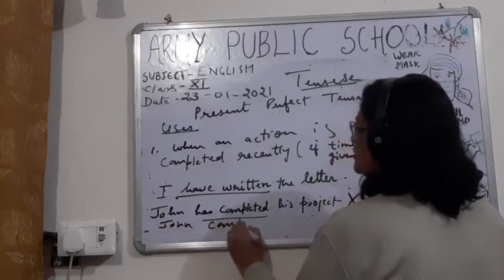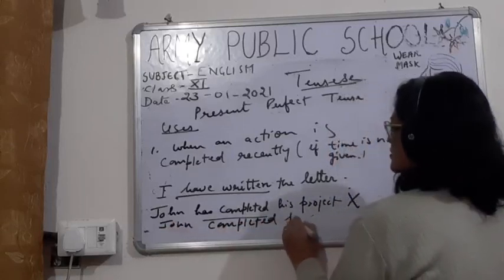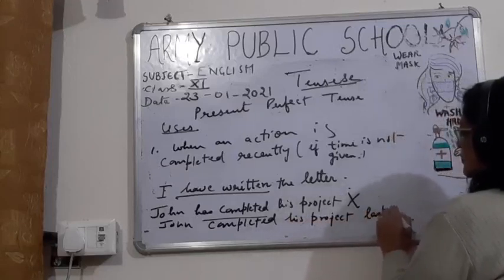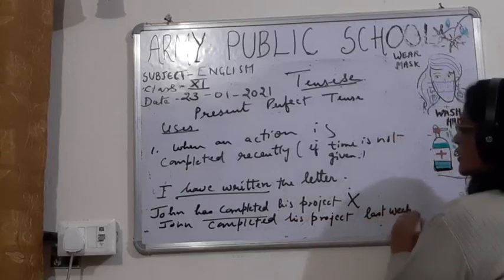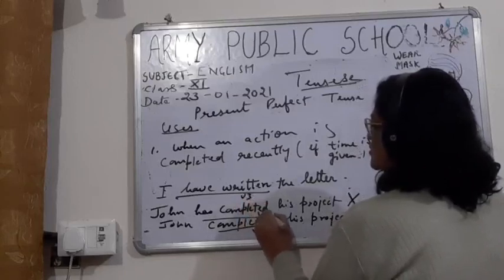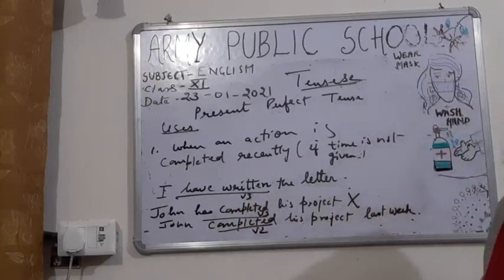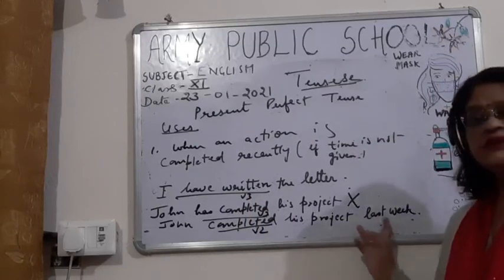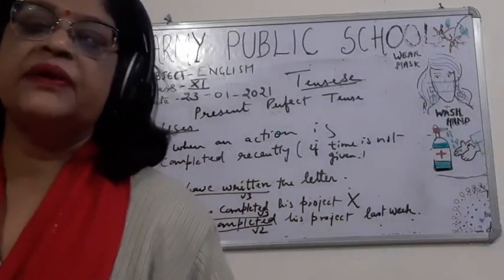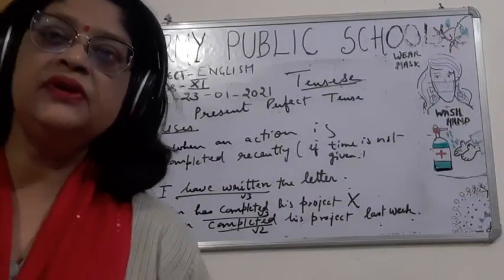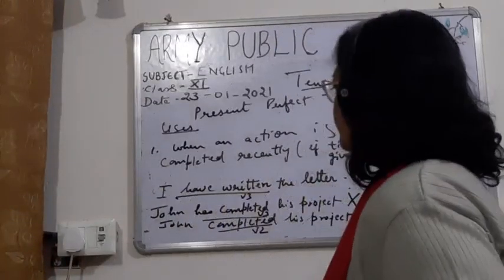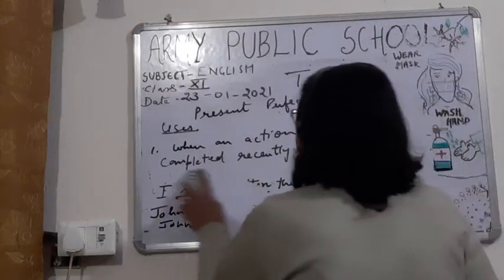John completed his project last week. Now if you see, this is V2 and here this is V3, this is also V3. Alright, so if time is given, then what will you write? If time is given, then you will write simple past tense. Then that will be the case of simple past tense. If time is not given, then it would be present perfect tense.